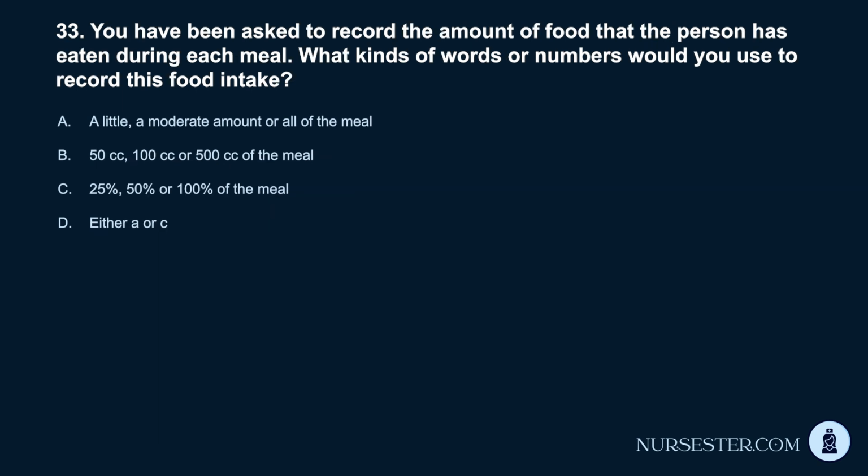33. You have been asked to record the amount of food that the person has eaten during each meal. What kinds of words or numbers would you use to record this food intake? A. A little, a moderate amount or all of the meal. B. 50 cubic centimeters, 100 cubic centimeters or 500 cubic centimeters of the meal. C. 25%, 50% or 100% of the meal. D. Either A or C. Correct answer, C. 25%, 50% or 100% of the meal.